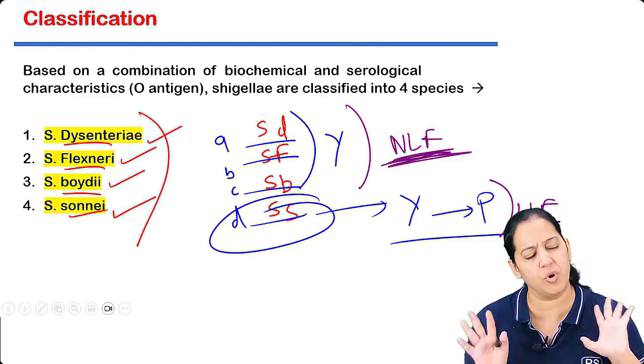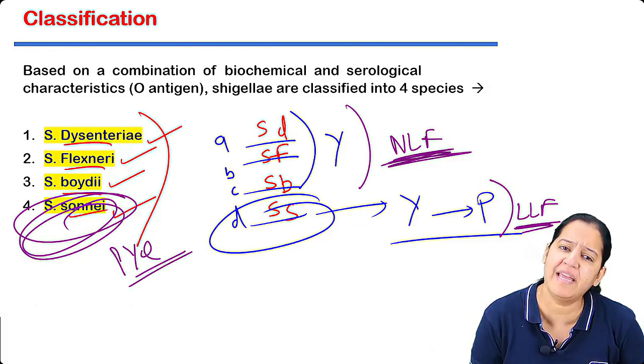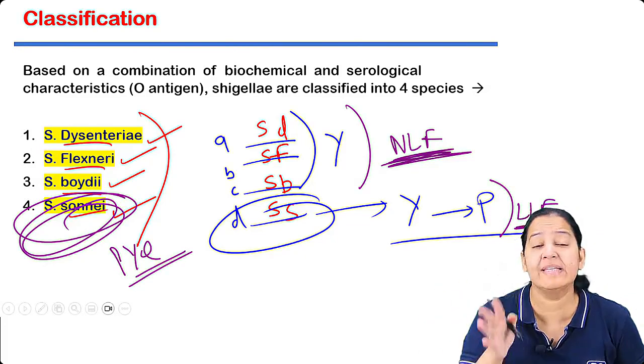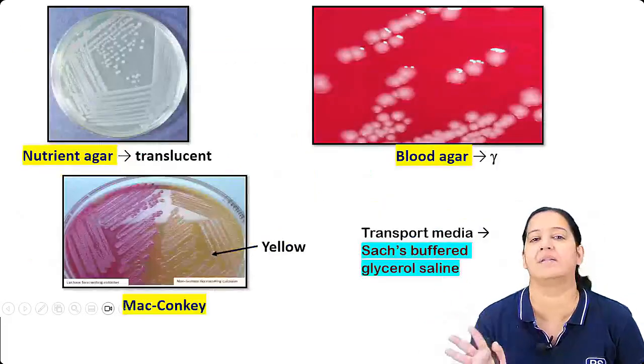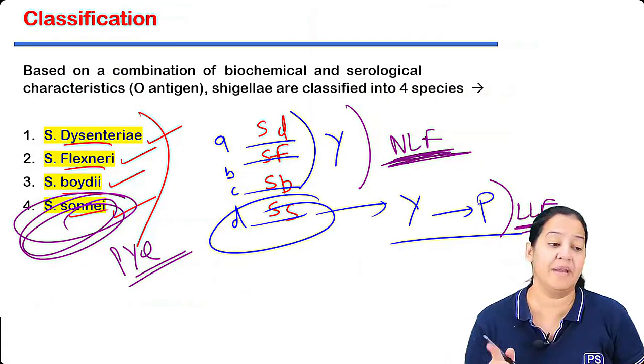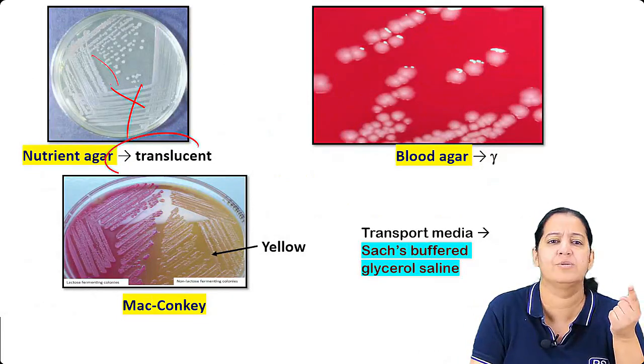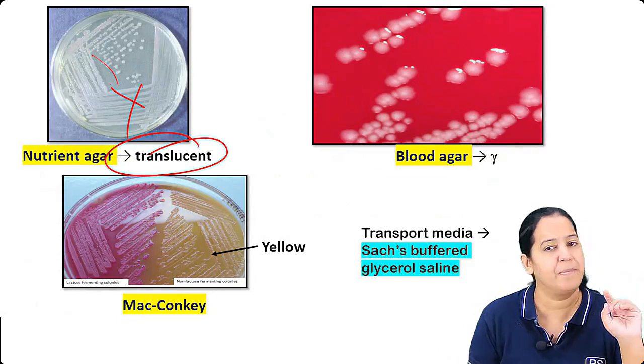You get questions only on this. This is the question that comes on Shigella, repeated PYQ many times in your exam. Sonnei is a late lactose fermenter. Please learn that by heart. Now I'm telling you the culture media of Shigella. Nutrient agar not important. They form translucent colony. Not important, you can skip. On blood agar also it is gamma.